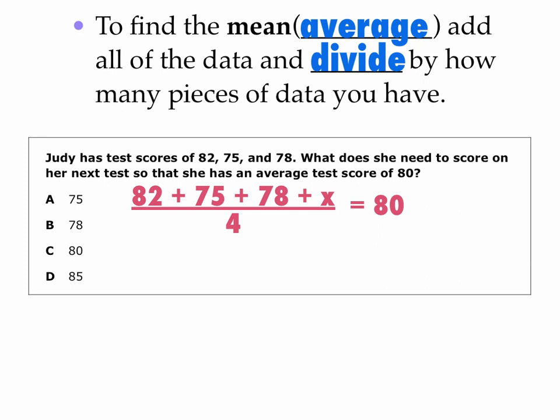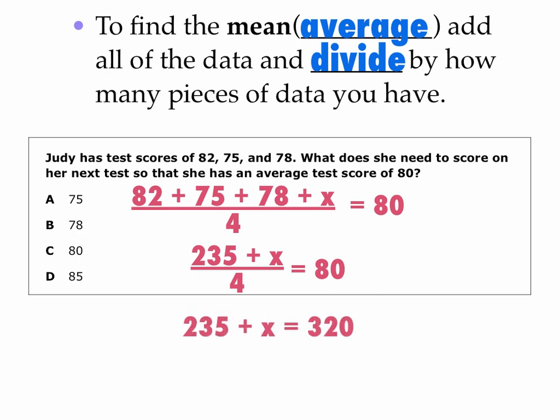The first thing I'm going to do is add together the 3 numbers that you know. 82 plus 75 plus 78 is 235. Now what I need to do to solve for x is multiply both sides by 4, which gives you 235 plus x equals 320. When you subtract 235 from both sides to get x by itself, you find that your next test score needs to be an 85.